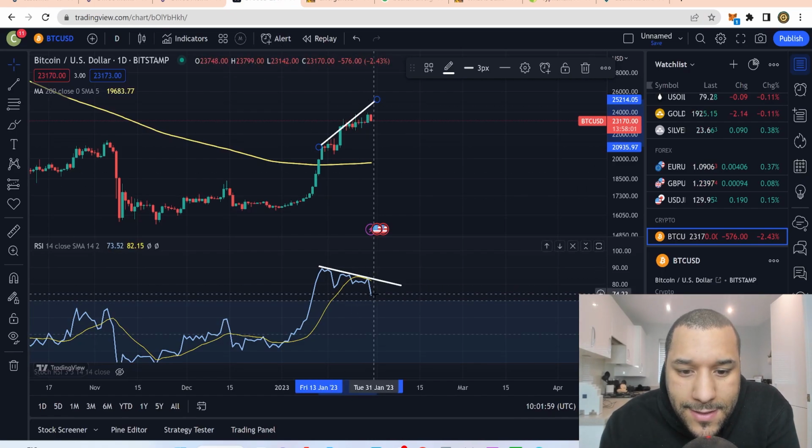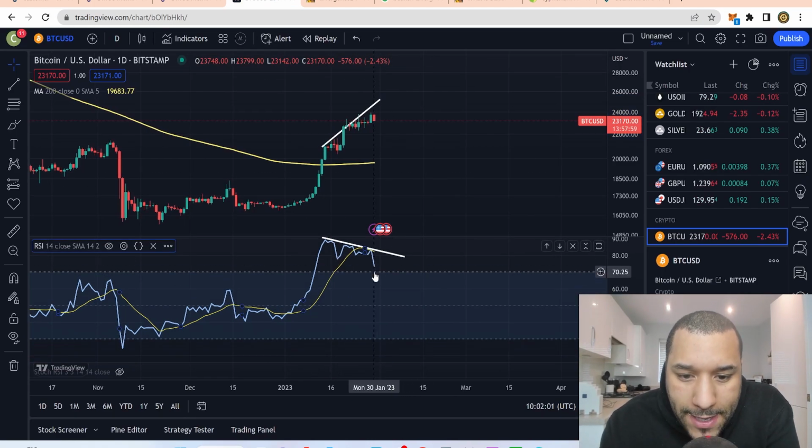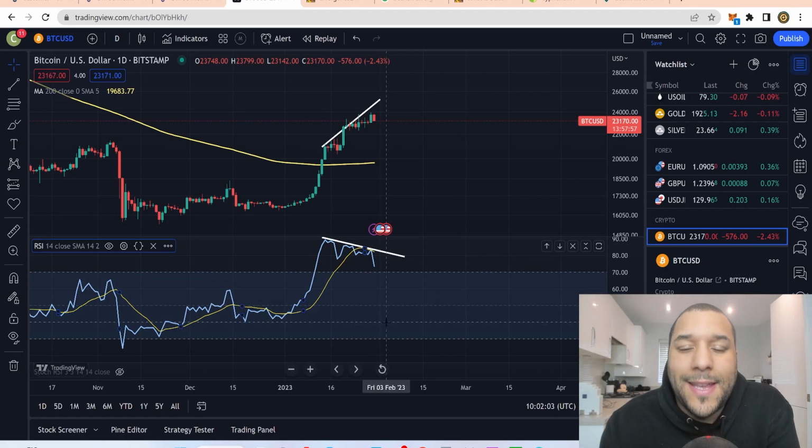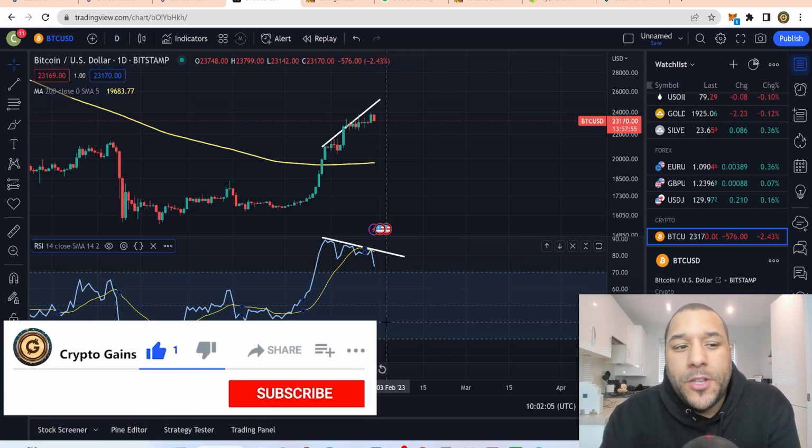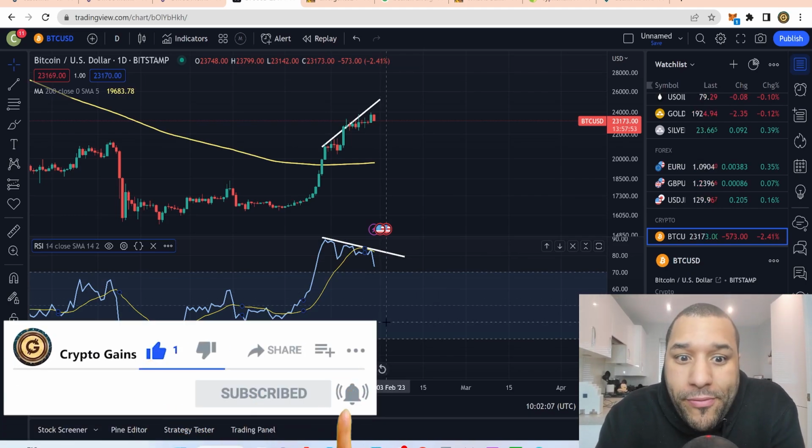We're going to see this RSI down here come back into this zone, and then we might see a cool off for Bitcoin. So where will Bitcoin fall to? What price will we see?